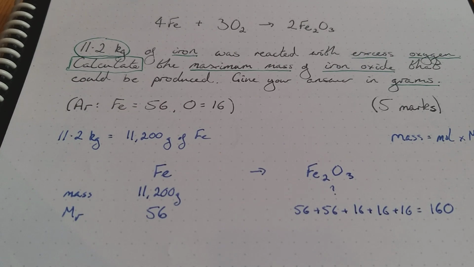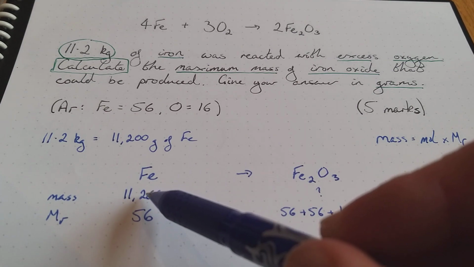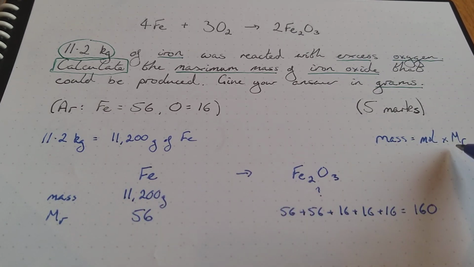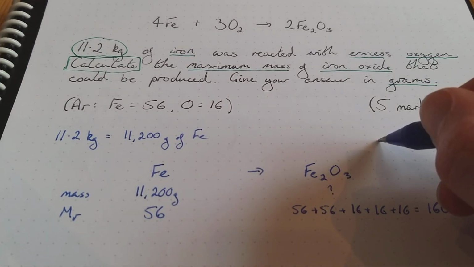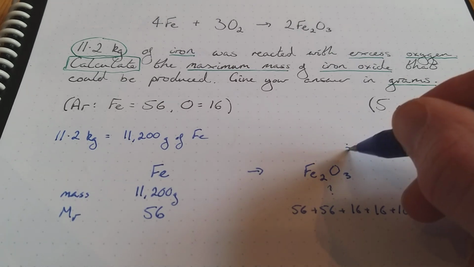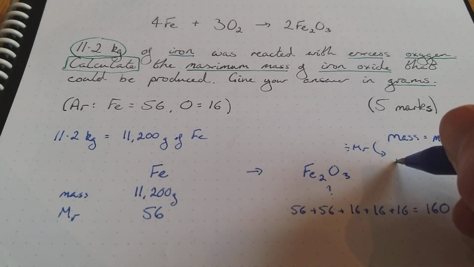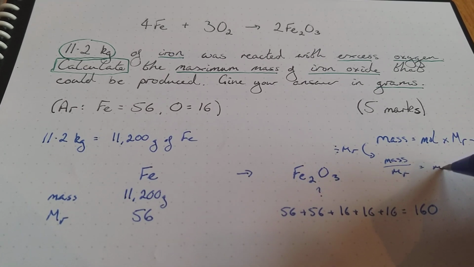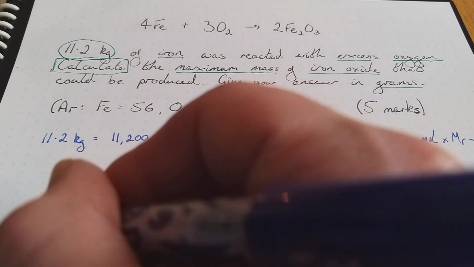Okay. Now, we're going from the iron to the iron oxide because we know both the grams of the iron and the MR. So now, using our formula, we can work out the moles of iron, but we're going to need to do some rearranging. So remember, we need to divide both sides by the MR. So that gives us the mass divided by the MR will equal the number of moles. So let's do that with the iron.